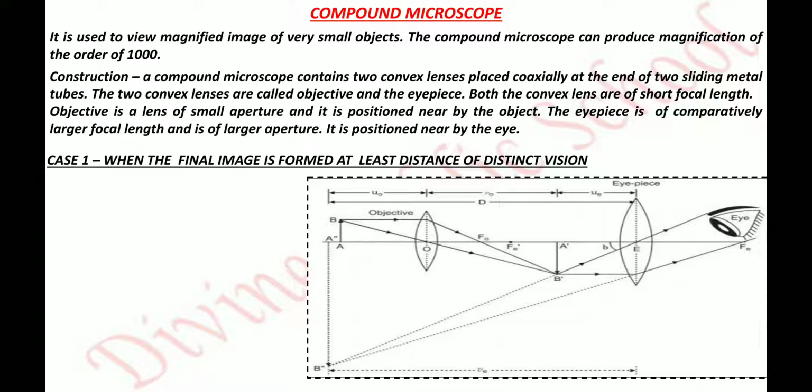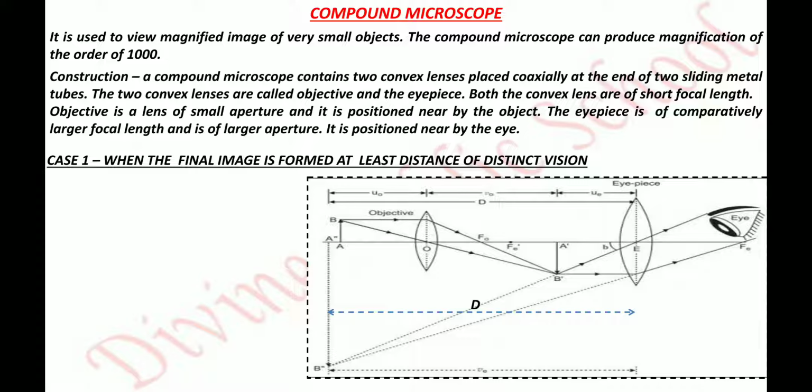But while making the ray diagram, we used to do so. What we imagine? We imagine that the distance between the image and the eyepiece is equal to capital D, because this is the case we have decided, where the image is formed at capital D. I hope it is clear.